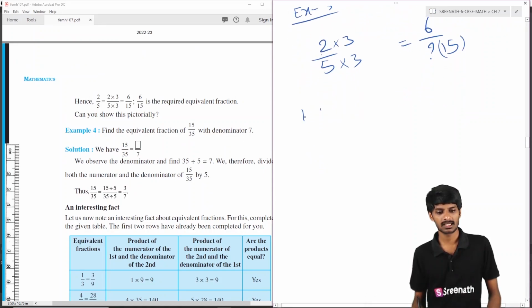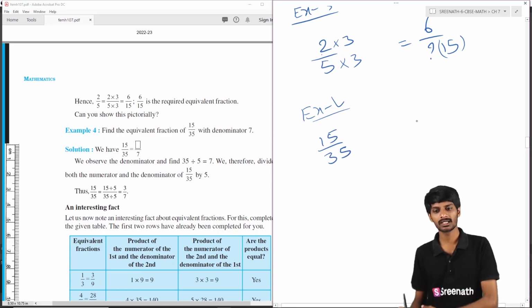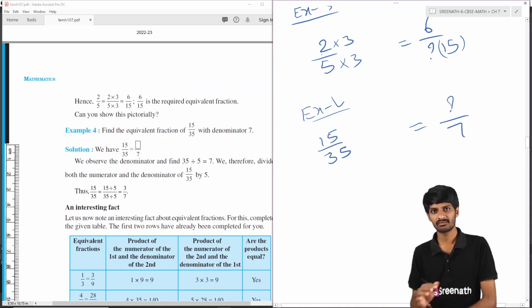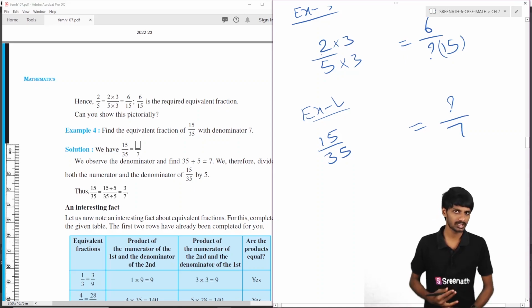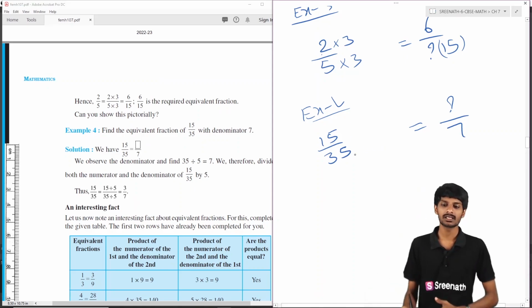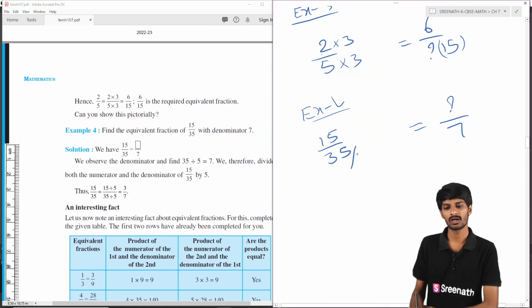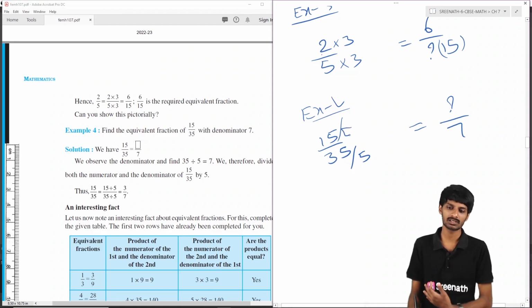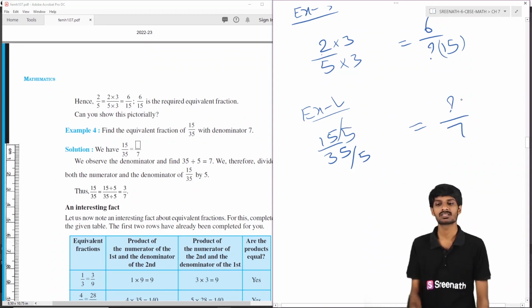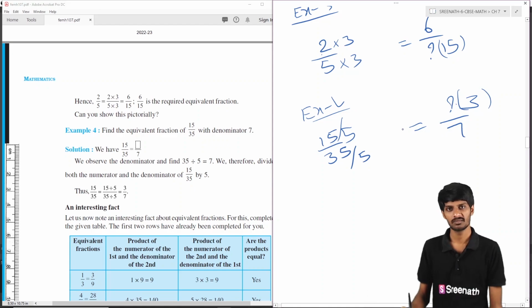If you see here, there is an example: 15 by 35. We have to get the equivalent fraction with the denominator 7, students, whatever the numerator. So to get the equivalent fraction, do you have to multiply or divide by the same number? Here 35 must be converted into 7. How will you get 7? Whenever you divide 35 by 5, you will get 7. So what you do to the denominator, you have to do to the numerator. So 15 by 5 is 3. 3 by 7.